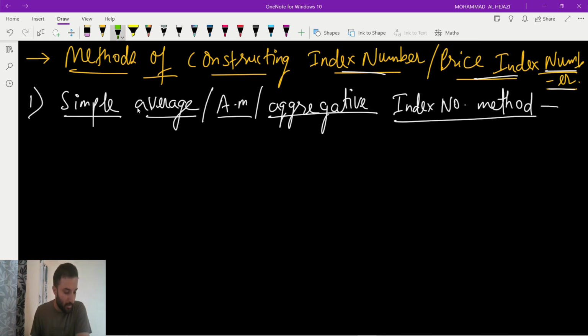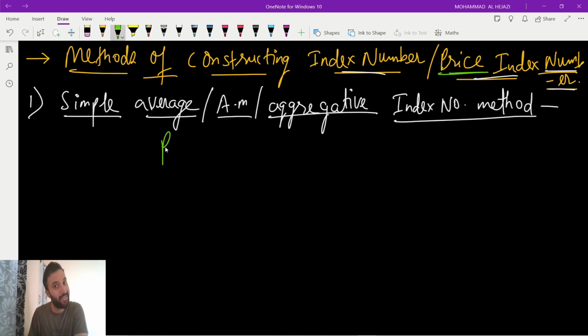Okay. First is simple average, or simple arithmetic mean, or simple mean, or simple aggregative index number method. So index number method means price index number. Guys, see here, very important thing. Index number method or price index number method, both are same. So we are talking about price.